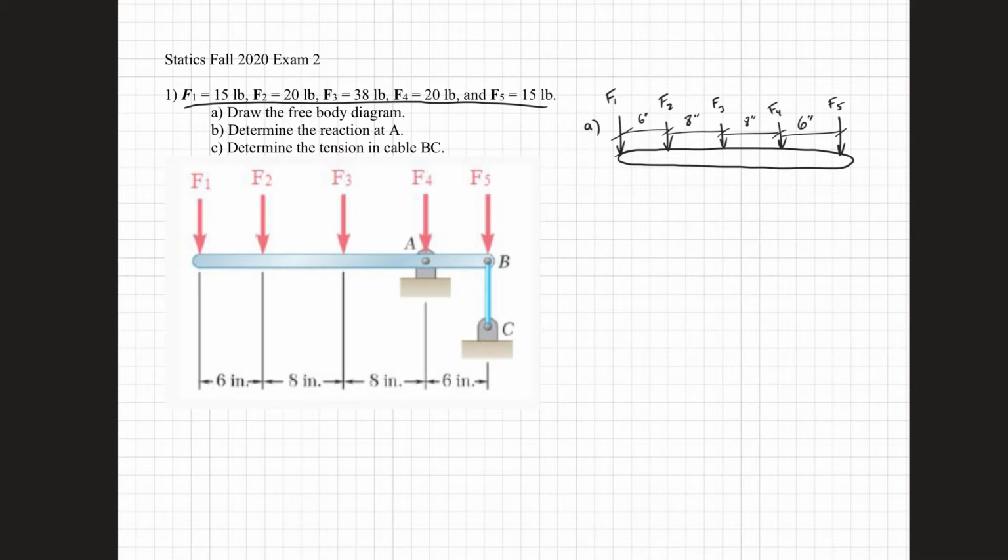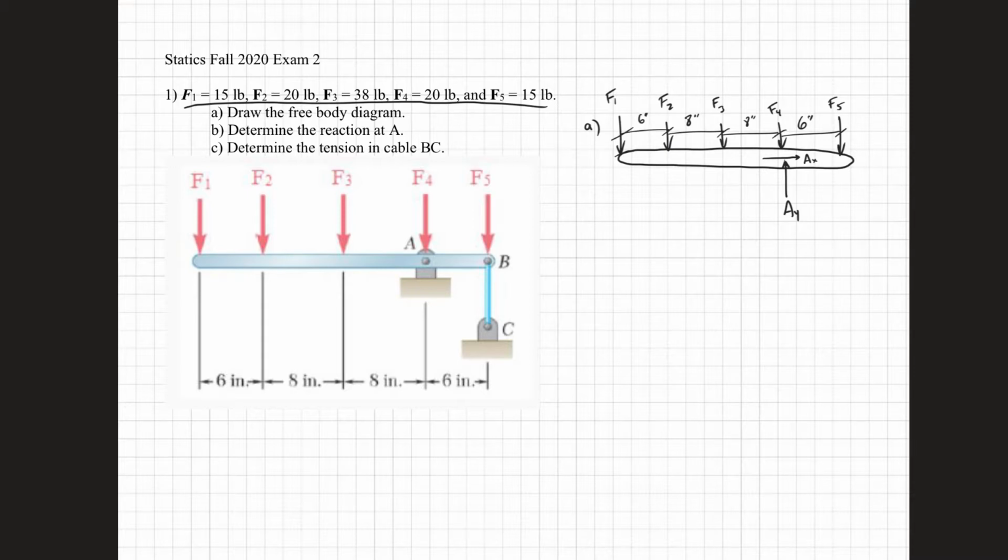Okay. Now at point A, there's a pin connection. So we're going to replace that pin with two forces. Because that pin could be pushing on it in the AY direction, and it could be pushing on it in the X direction, so AX. Now AX is going to end up being 0, so that's a little bit redundant, but we still should draw it.